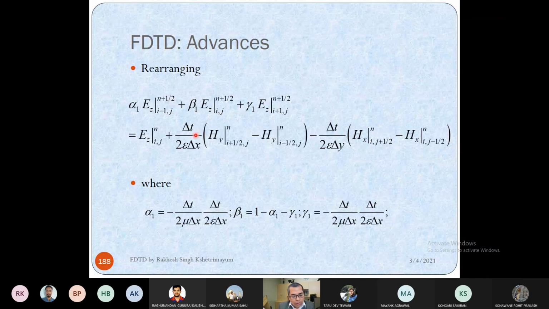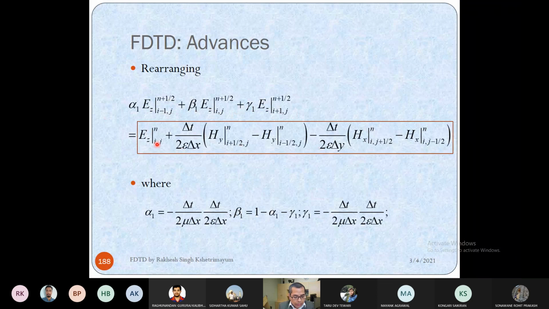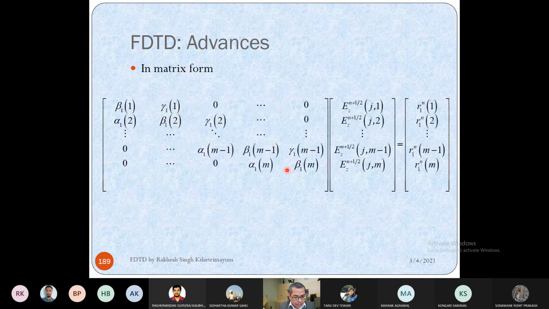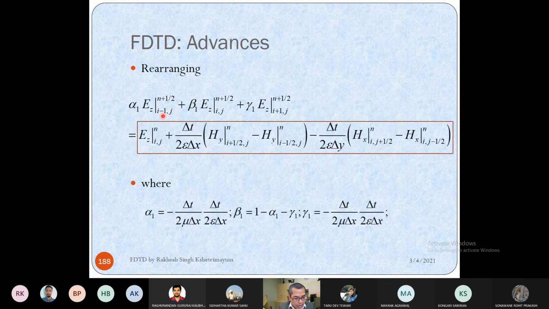On the right hand side you have all the terms which are dependent on the nth time instant. We'll just denote this whole term by R1 n. Then we can write it as a matrix equation like this. So we have beta 1, 1, gamma 1, 1. So what is 1 here? You have i minus 1, i, and i plus 1. Now, if I start with i equal to 1, this will become 0 here. The first row is i equal to 1.